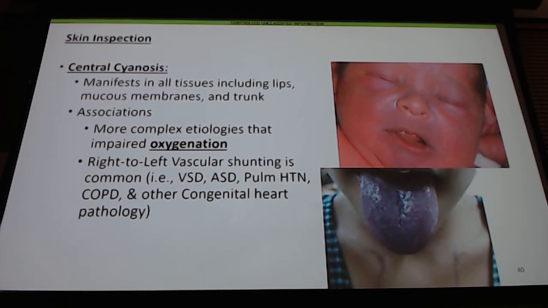Then we talked about central cyanosis, which is a problem with oxygenation, which we talked about with our congenital heart diseases, where now the percentage of hemoglobin that is oxygenated is down for some reason. And now the blood that is circulating just doesn't have enough oxygen in it to meet the demand.